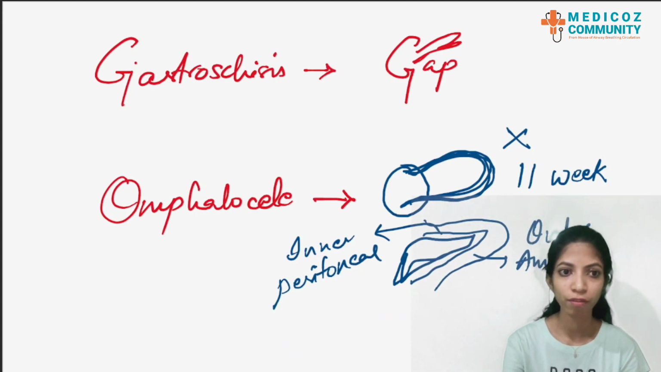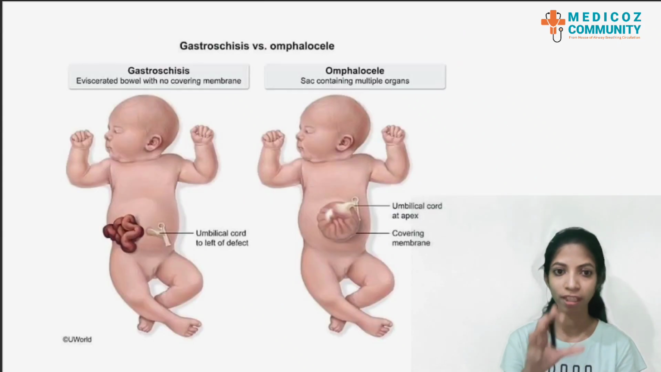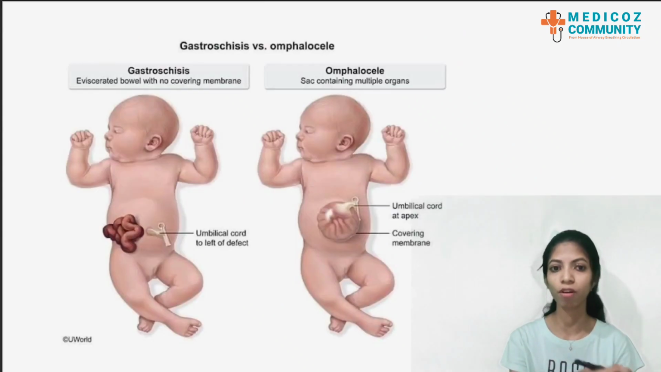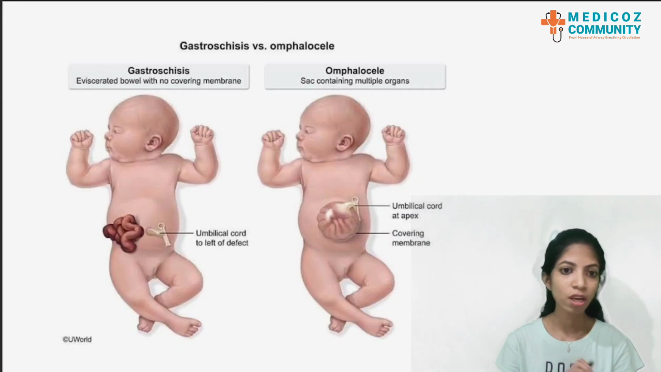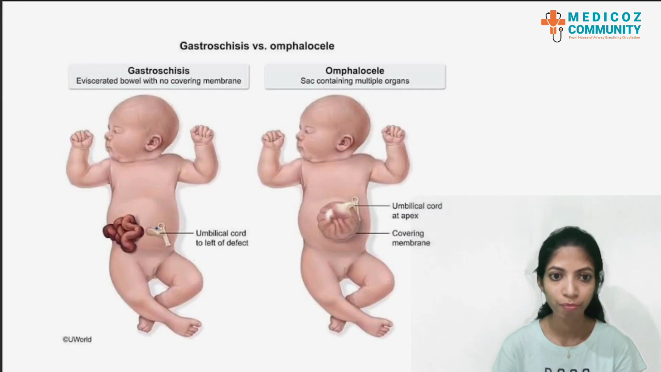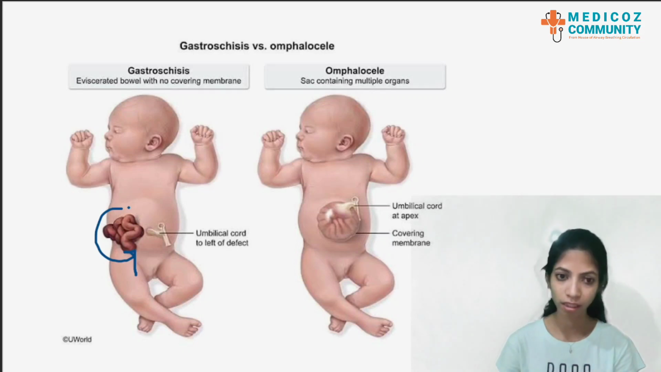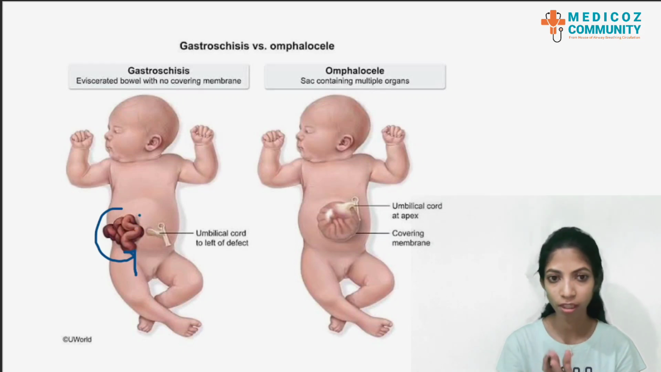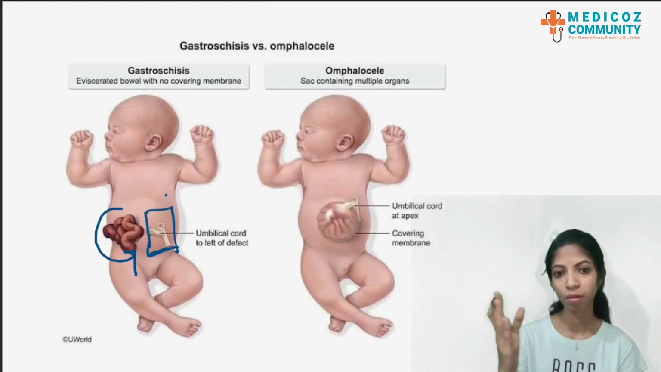So mainly you have to remember, they will usually give a picture and ask which one is an omphalocele and which one is a gastroschisis. You should not confuse between these two. How do you remember? As we have seen, gastroschisis is nothing but gap. From the gap or the defect, it is coming out. So this usually lies to one side and the umbilicus is seen separately. This is not from the umbilicus, right? So there is a separate umbilicus.